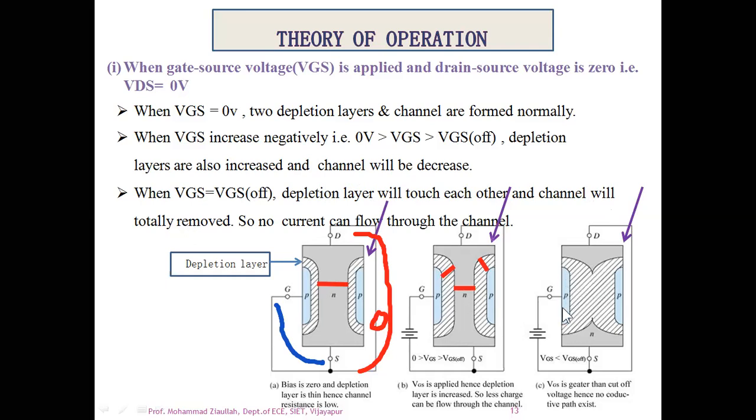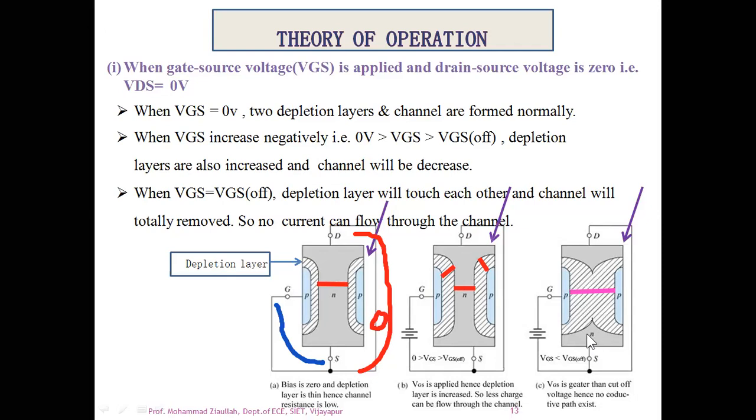You can see in figure number 3, or figure C, that when I apply a negative voltage which is equal to or greater than the VGS voltage, these two regions will touch each other and it becomes a huge depletion region. The size of the depletion region gets increased. With that increase in size, you can see the depletion layer is so large that we don't find any N. Where is N? N is here. It is almost zero. It is almost removed.